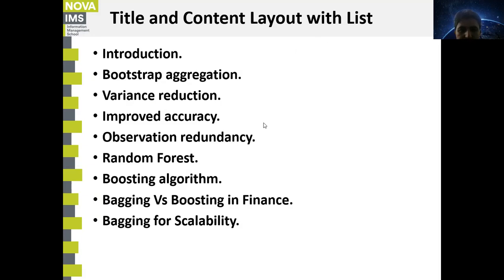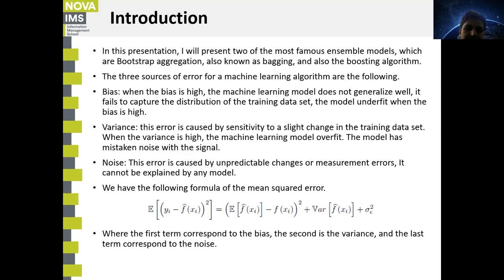Okay, so introduction. In this presentation I will present two of the most famous ensemble models, which are bootstrap aggregation, also known as bagging, and also the boosting algorithm. The three sources of error in machine learning algorithms are the following. We have first the bias. When the bias is high, the machine learning model does not generalize well. It fails to capture the distribution of the training dataset. The model underfits when the bias is high.